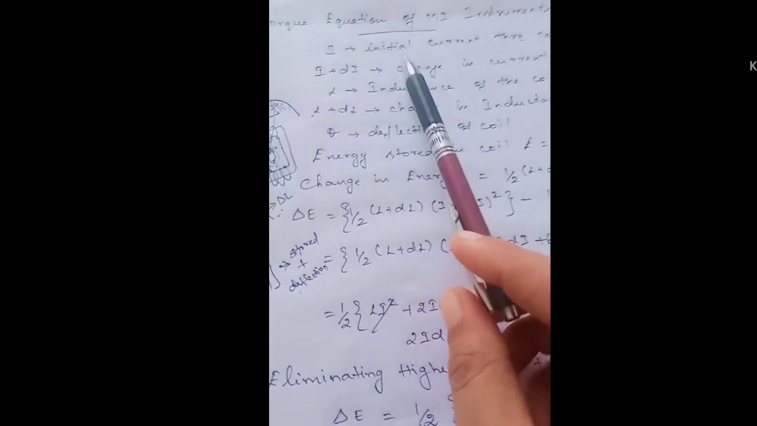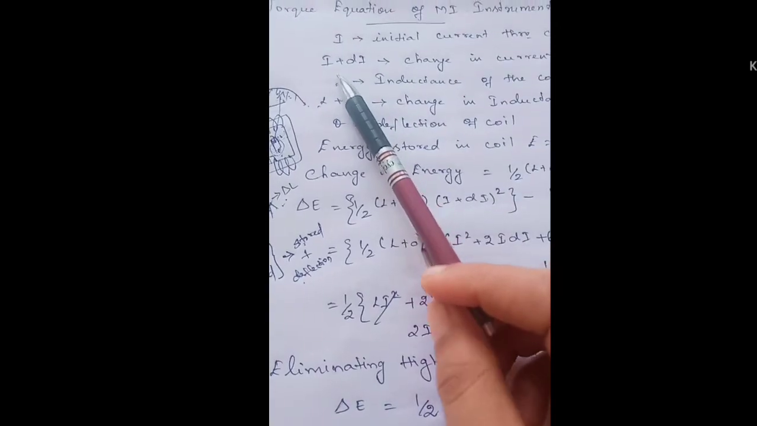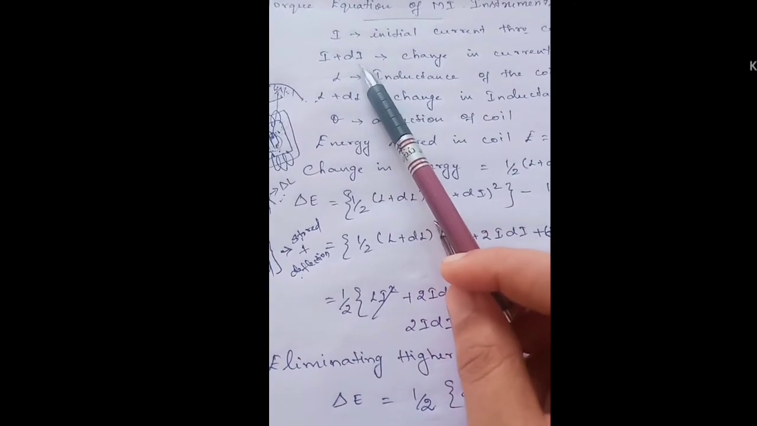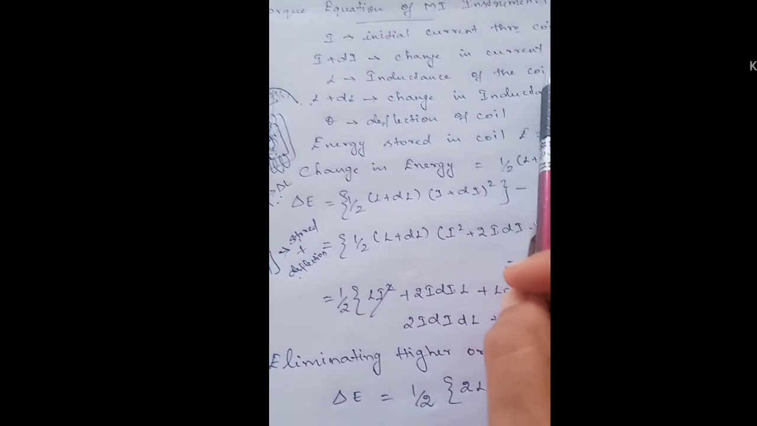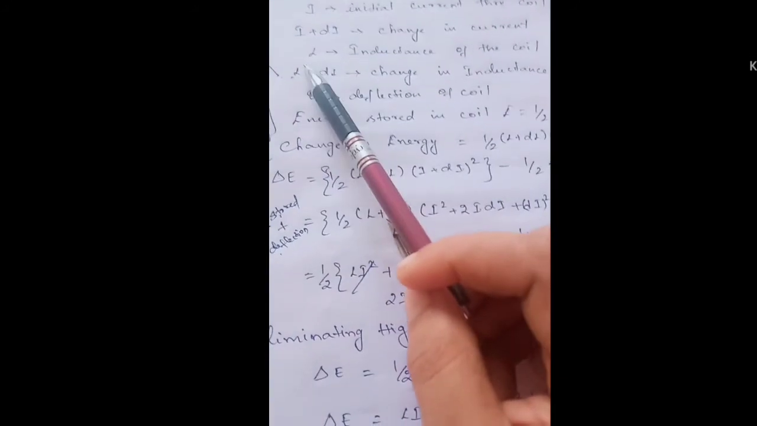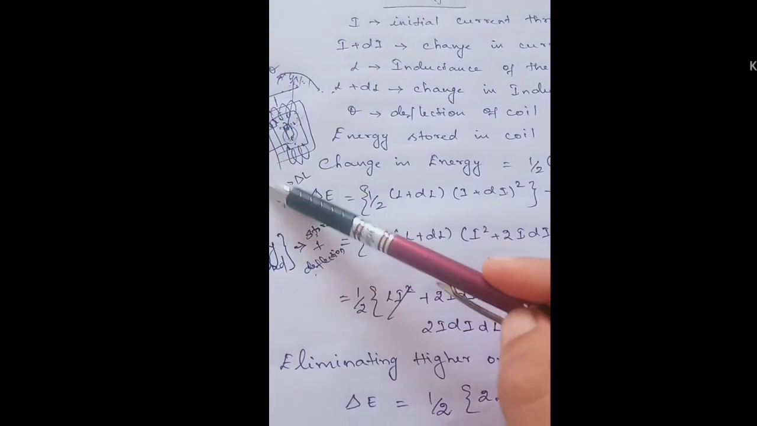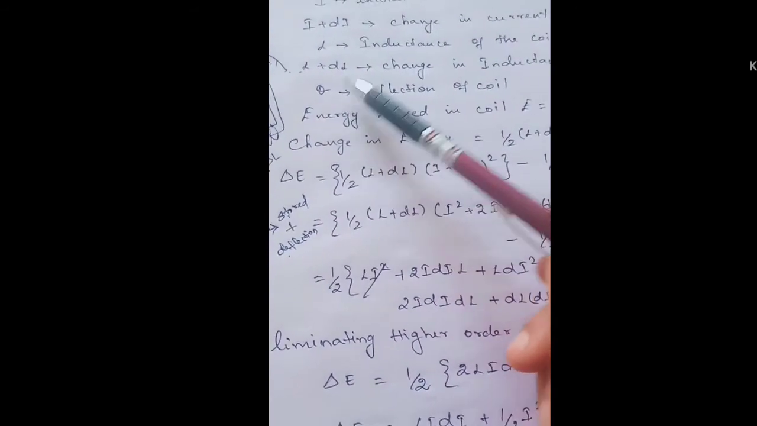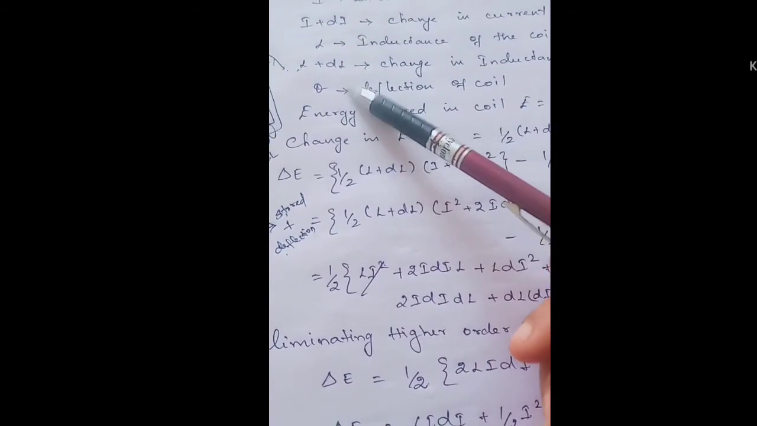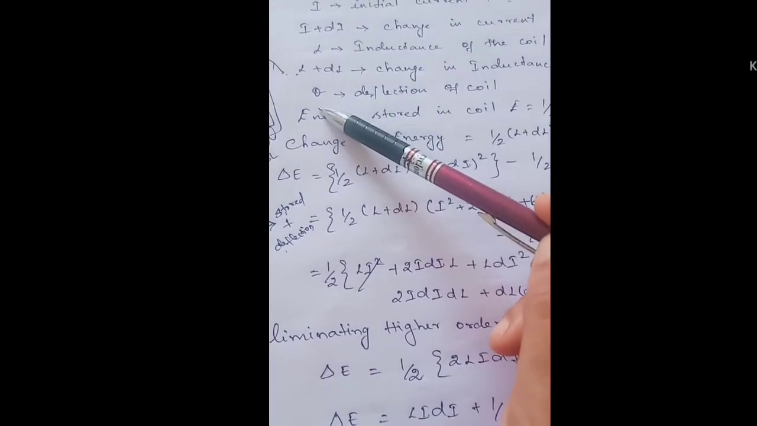So let I be the initial current through the coil. Over a time period, it changes from I to I plus dI. So I plus dI will be the changed current in the coil. The inductance of the coil will be L, and due to the movement of the iron piece, the inductance increases, so it changes to L plus dL. Due to the change in inductance, that creates deflection of the coil, theta.